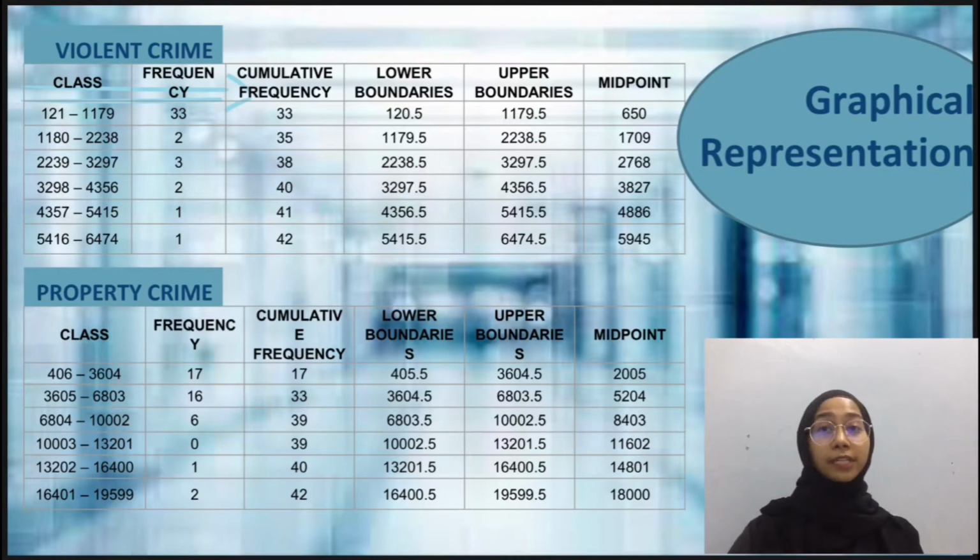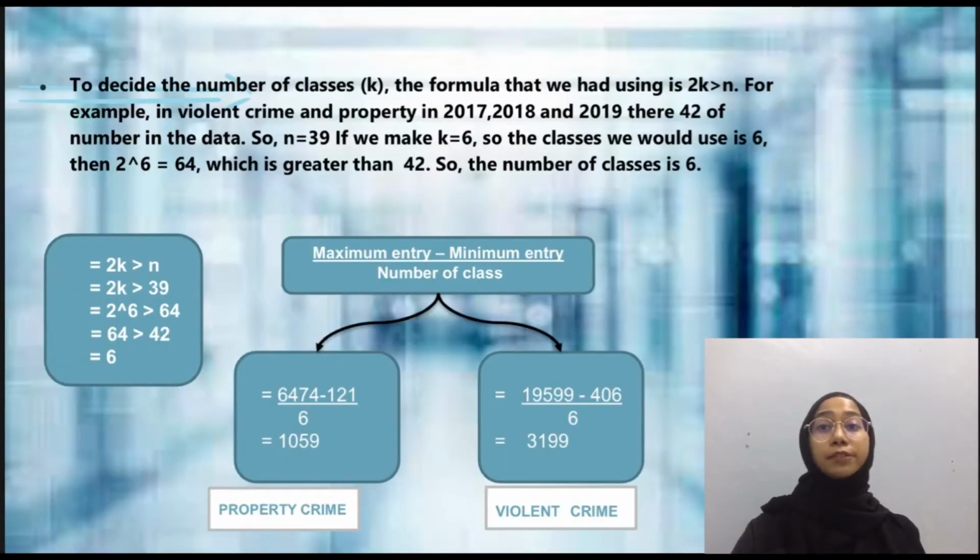To get the class interval, we are using the formula for the number of classes, which is 2^k more than n. After getting the answer, then we use the class width, where the formula is maximum entry minus minimum entry divided by the number of classes. The number of property crime is 1059 and violent crime is 3199. So from there we get the class interval.